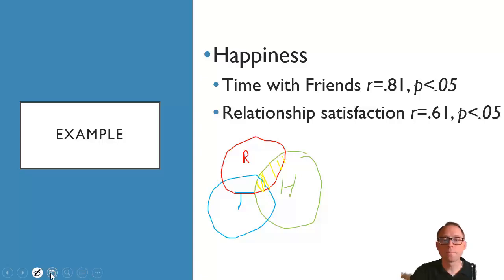Conversely, time with friends, that Pearson's R right there, is only telling us this amount. It's telling us time with friends on happiness separately from the influence of relationship satisfaction. Now, since we think relationship satisfaction and time with friends overlap with each other, wouldn't it be cool if we could figure out how much spending time with your friends affects your happiness independent of how satisfied you are with a relationship, without the influence of the other one?